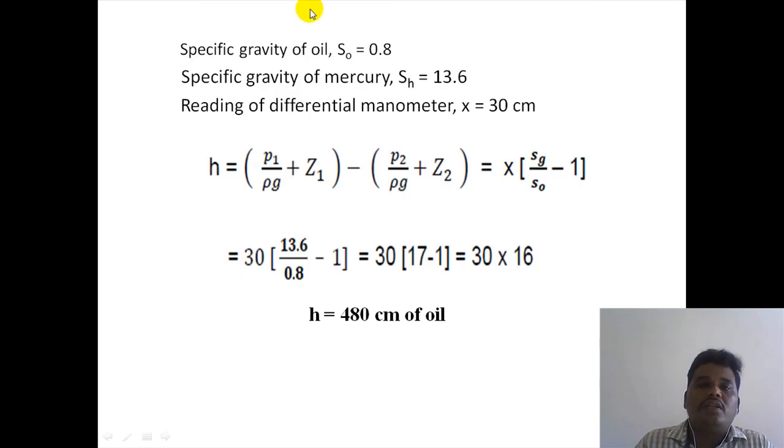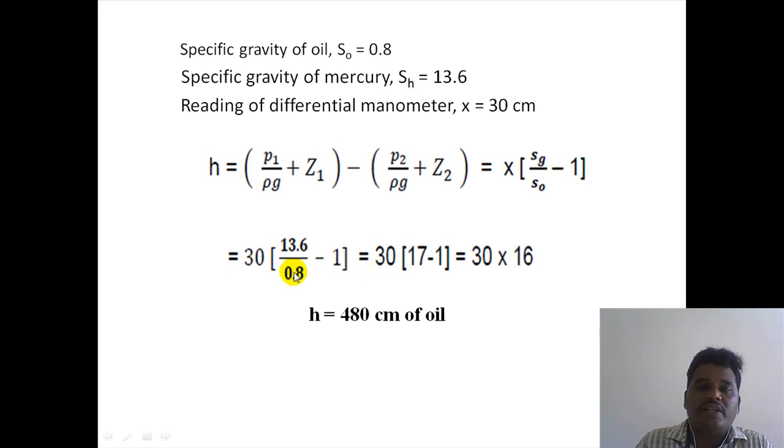Now the specific gravity of oil is given as 0.8. The specific gravity of mercury is considered a constant, 13.6. The reading of the differential manometer X is 30 cm. Now for H, we know from the derivation of the Venturi meter, the formula is P1 by rho g plus Z1 minus P2 by rho g plus Z2 is equal to X multiplied by Sg divided by S0 minus 1. Here X is 30, Sg is 13.6, and S0 is 0.8, minus 1.